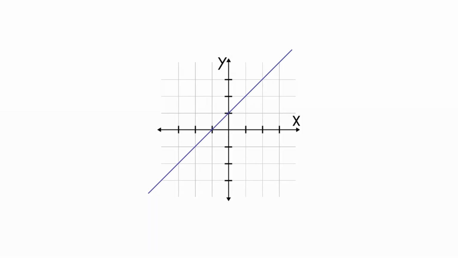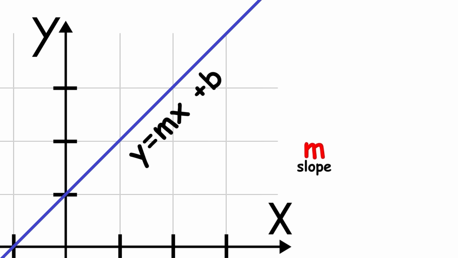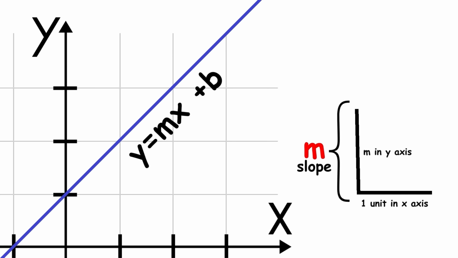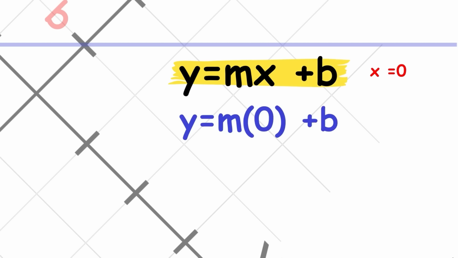A linear graph is a line-shaped graph that can be written as y equals mx plus b. M is the slope. For every 1 unit you go to the right, you rise by m units. B represents the y-coordinate of the y-intercept, which is the point where the graph crosses the y-axis. This can be found by setting x equal to 0 in the equation y equals mx plus b, which gives y equals m times 0 plus b, or y equals b.